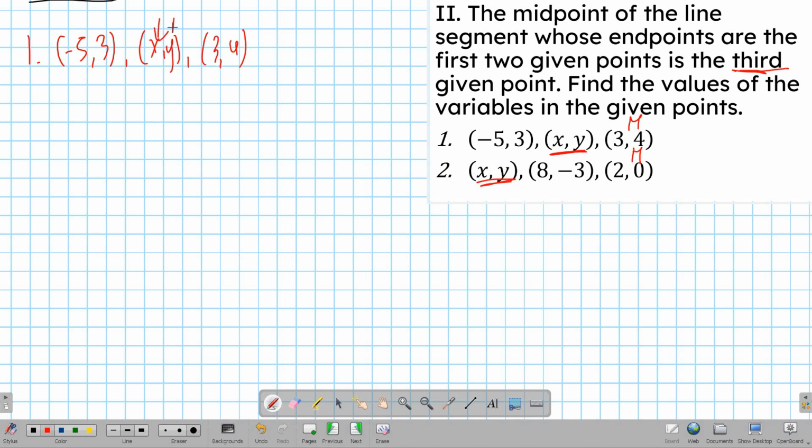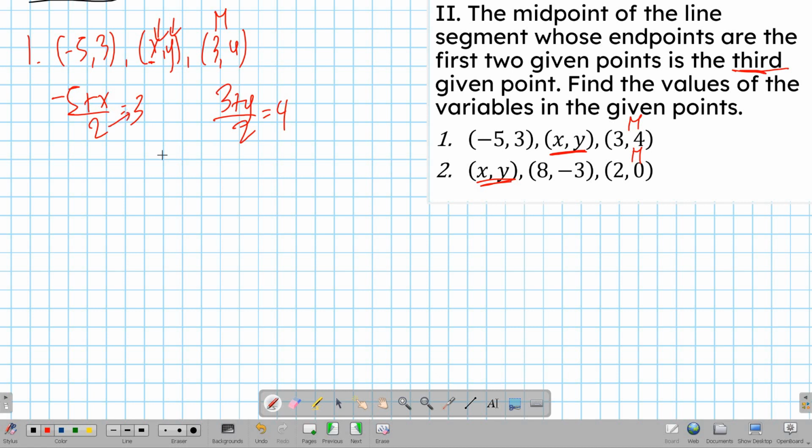So, to solve for it, kailangan separate, kasi separate yung formulas ng abscissa and coordinates, di ba? So, for x, that would be negative 5 plus x over 2, that would be equal to 3. Yan ang formula ng abscissa ng midpoint. Again, this is the midpoint. For the ordinate, that would be 3 plus y over 2 equals 4. Then solve for the values of x and y.